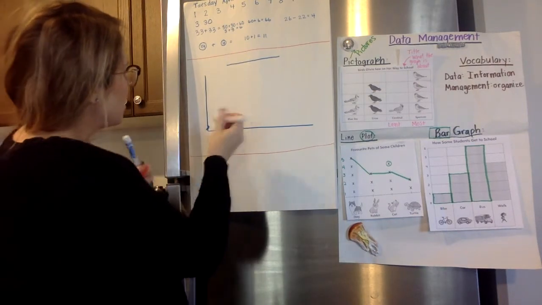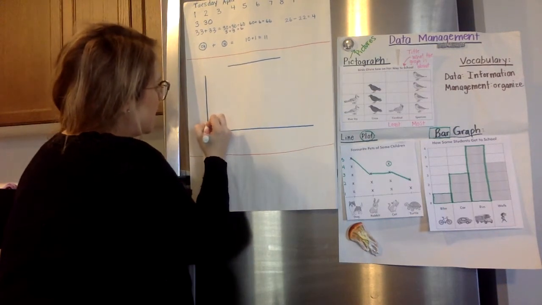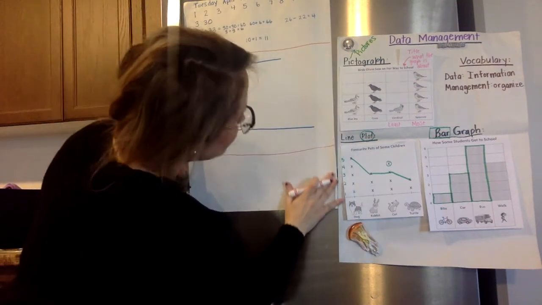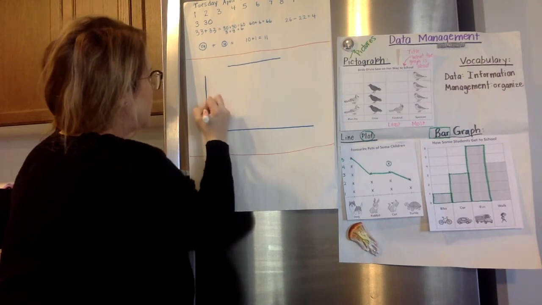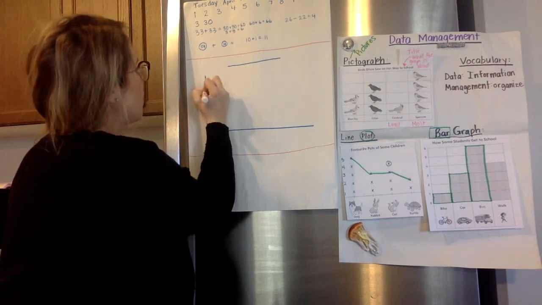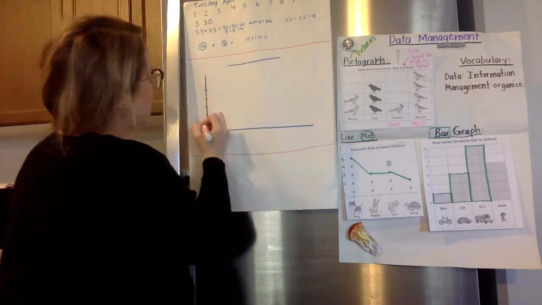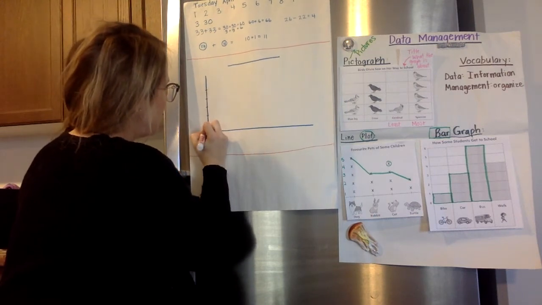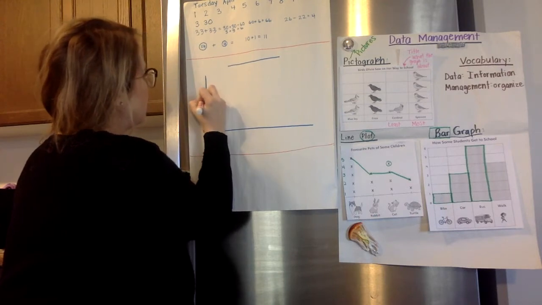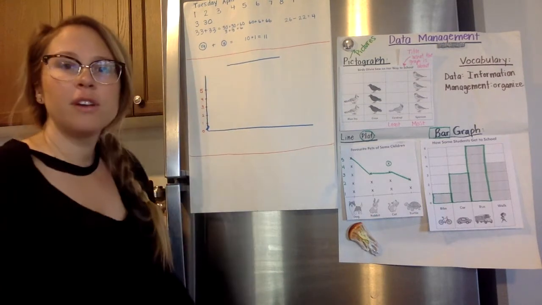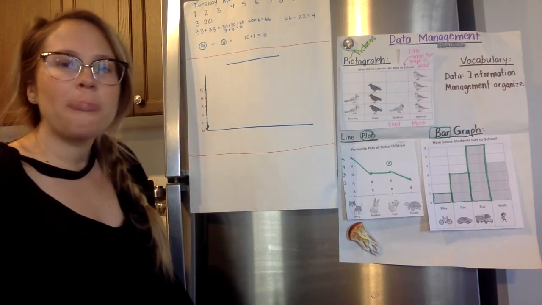So I am actually going to draw some little tick marks here. 1, 2, 3, 4, 5, and I'm going to label those. So this would be 0, 1, 2, 3, 4, 5. Okay, can you see that?